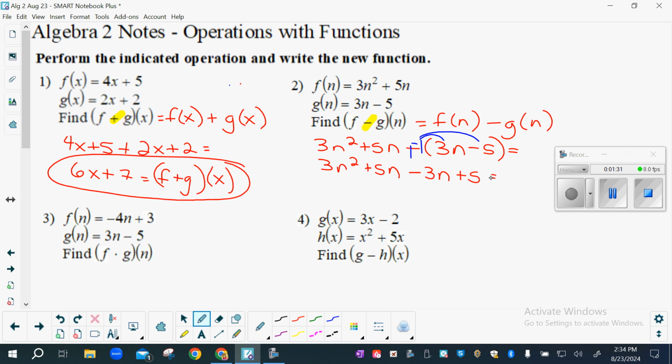And then I'm going to call somebody to tell me what the simplifying is. What do you think that would be? 3n squared. Good. Plus 2n plus 5. Good.